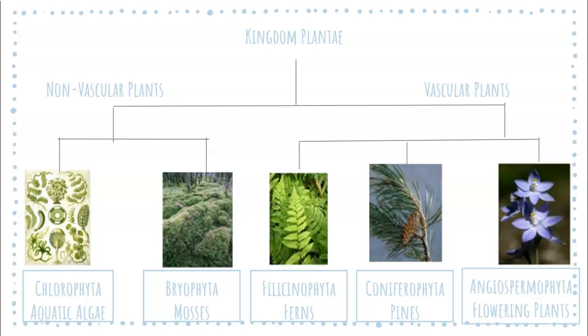So our first breakdown is the plants. We have non-vascular plants and vascular plants. We've heard about most of these, right? The second to fifth one you've heard about: mosses, ferns, pines, flowering plants. Chlorophyta we haven't talked about, but it's just aquatic algae, so you know what it is, but it's also non-vascular.